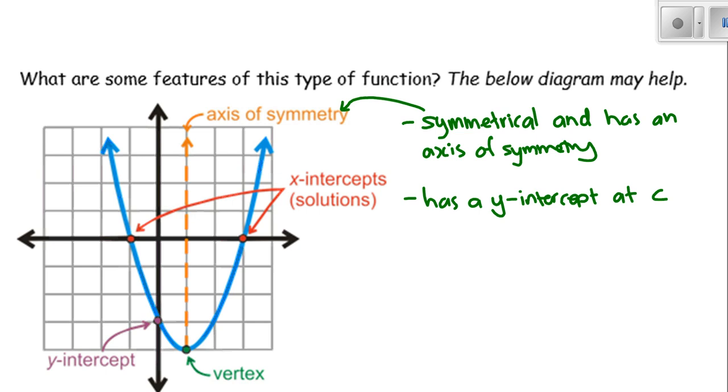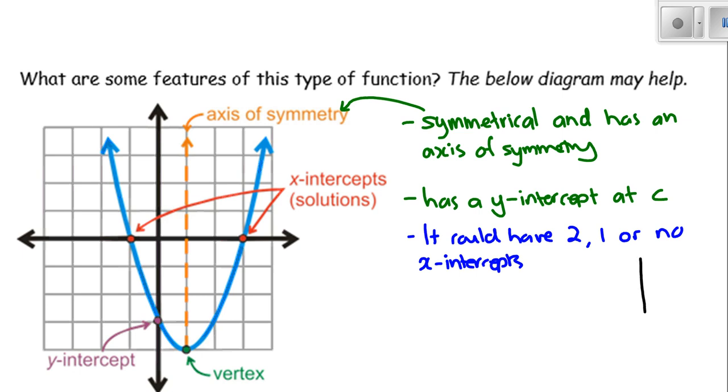It's another attribute. It's possible to have 2 x-intercepts, so it could have 2, 1, or no x-intercepts. Same thing like when you factor and solve a quadratic, you can get two solutions, one solution or no solution. And that's because the results of factoring a quadratic tell you what the x-intercepts are.